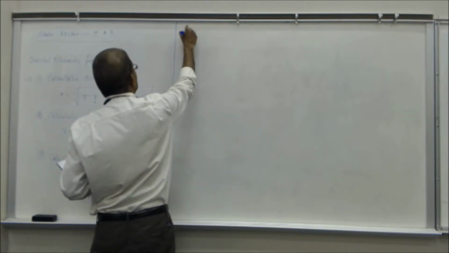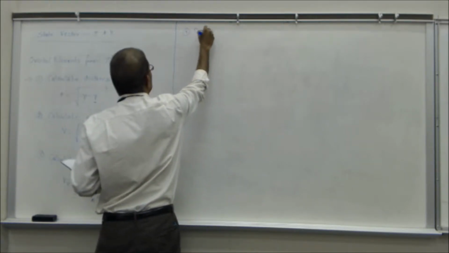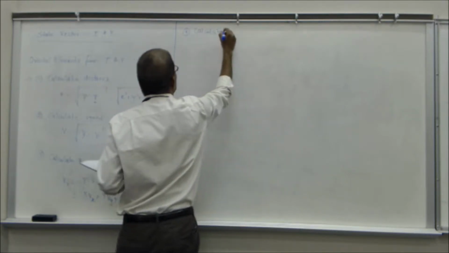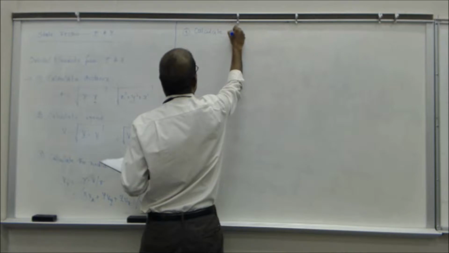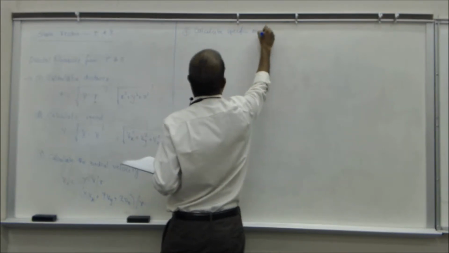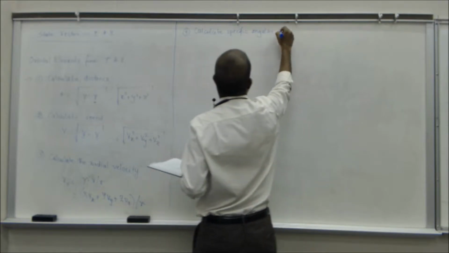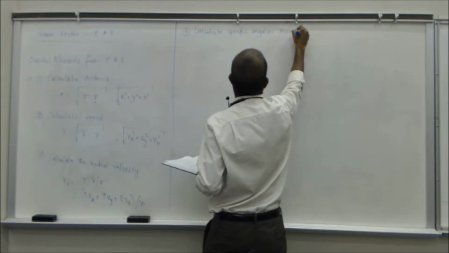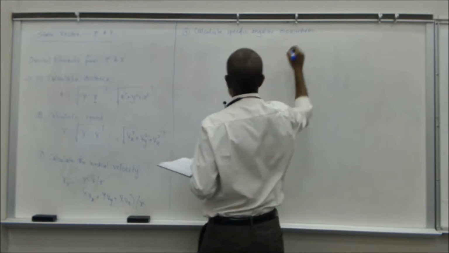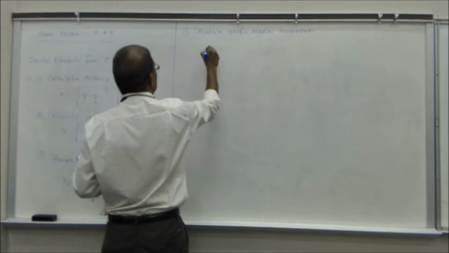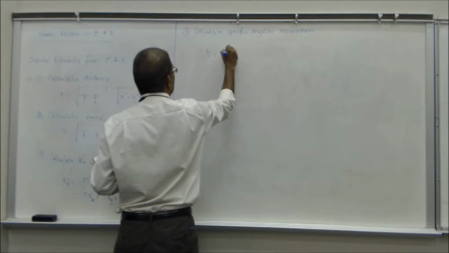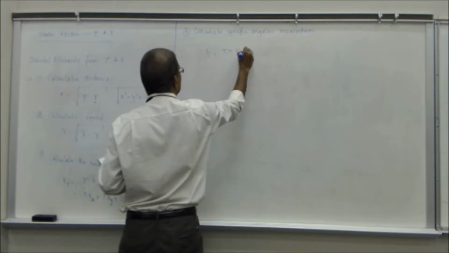Then you calculate the specific angular momentum. H is equal to R cross V.